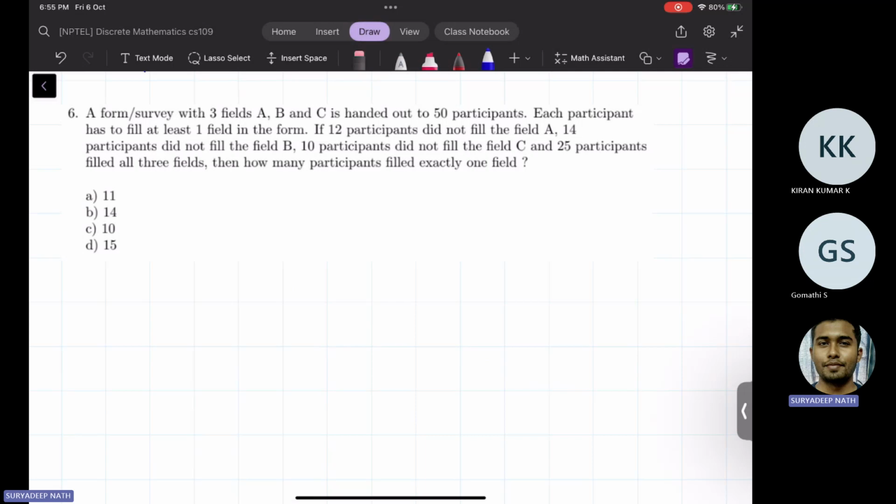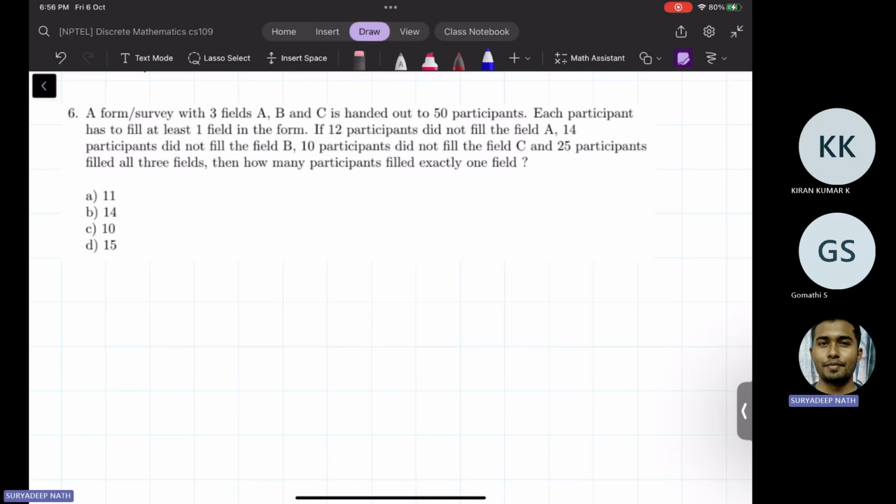A survey form has three fields, A, B, and C, and is handed out to 50 participants. Each participant has to fill at least one field in the form. 12 participants did not fill field A, 14 did not fill B, 10 did not fill C, and 25 participants filled all three. How many participants filled exactly one field?